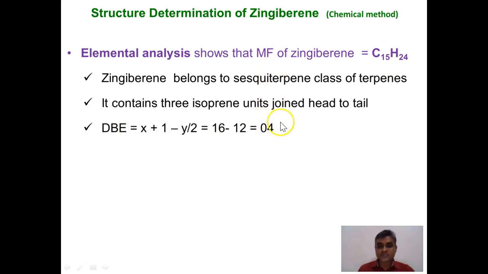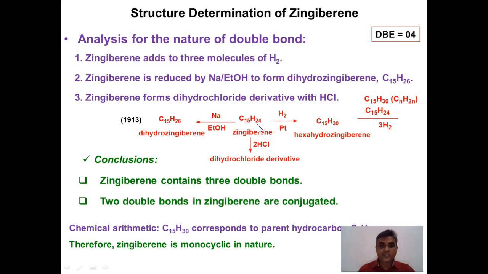Now 4 degrees of unsaturation in gingiberine may correspond to the presence of 4 double bonds, or 4 rings, or it may be a combination of double bonds as well as rings. So in the coming investigations, we have to find out the nature of this unsaturation. The degree of unsaturation is equal to 4, and we have to find out its nature. So let us see what chemical reactions or experiments investigate the nature of unsaturation.